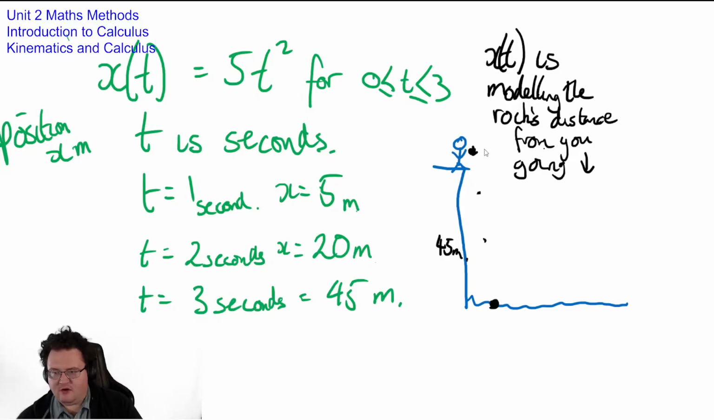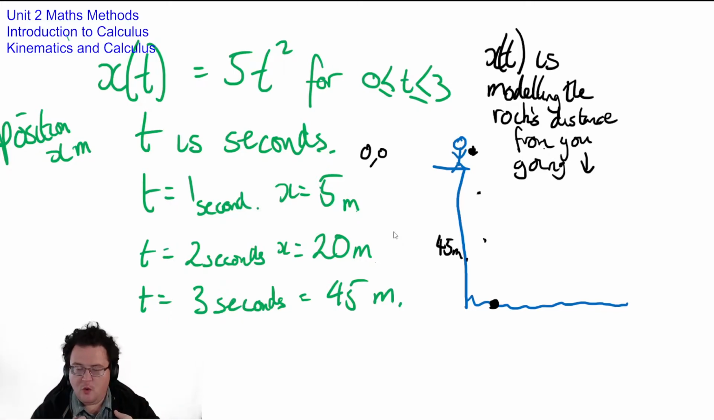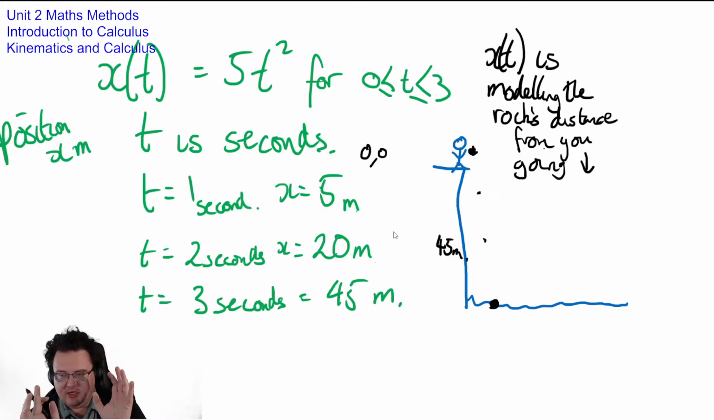So what's happening to that rock as it's falling? You'll notice at 0 seconds it's zero, so 0, 0. After 1 second it's five. It all depends on how you word the question. If I say that x of t is modeling the rock's distance from you going down, then a positive number would mean it's going down. It is a very specifically worded quirk of these questions that the direction of the rock or the particle depends entirely on how the question is worded. So in this case, even though the rock is falling, it is still going to be positive.